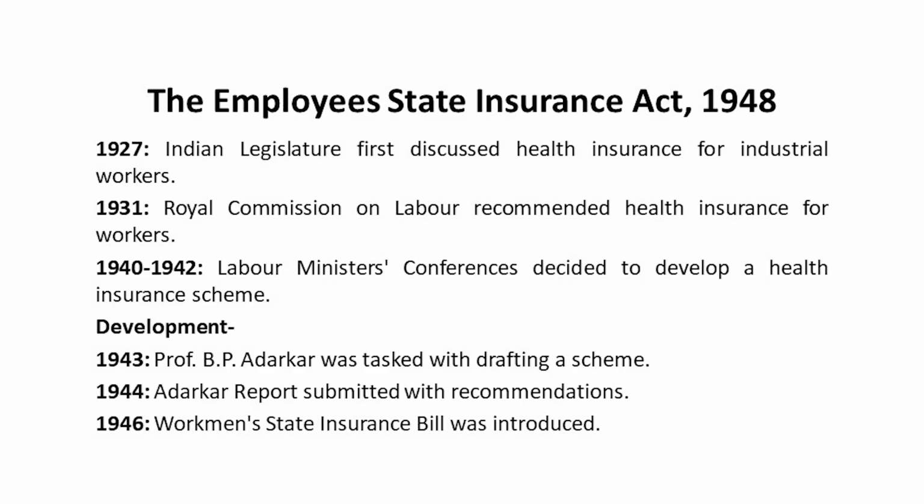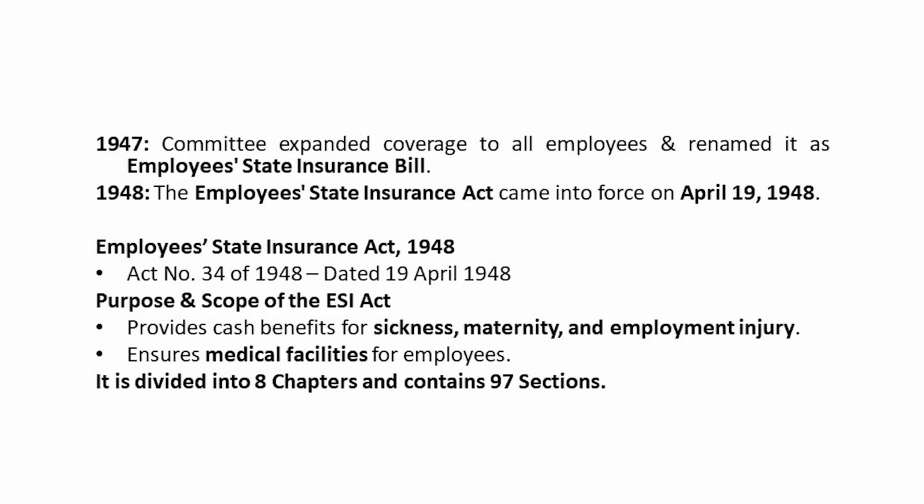seasonal establishments. Earlier, the employees who were getting wages up to 15,000 were covered. But now this limit has been increased, and after the amendment in 2016, those who are getting 21,000 would be entitled to cover under this act. This act has 8 chapters, and it contains 97 sections in these chapters.